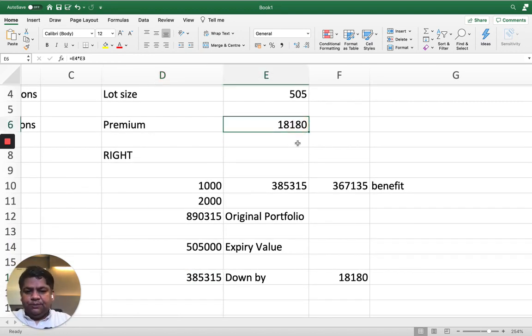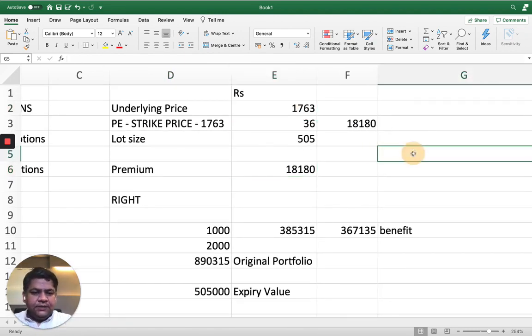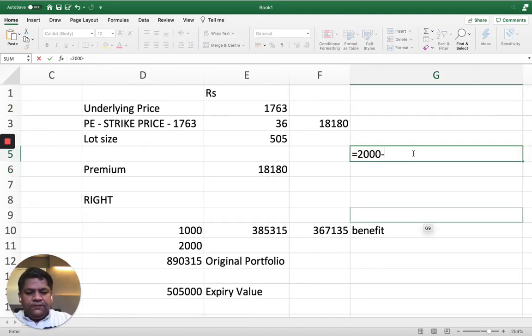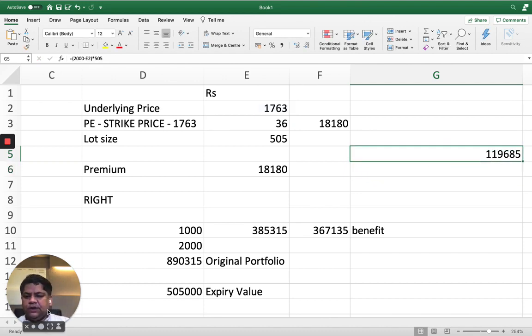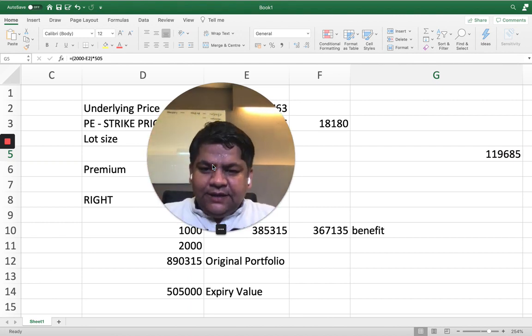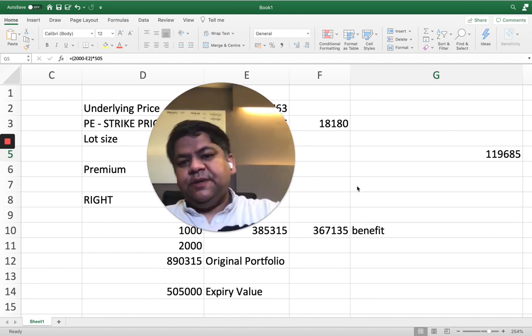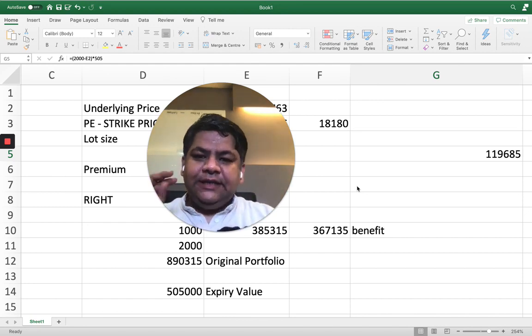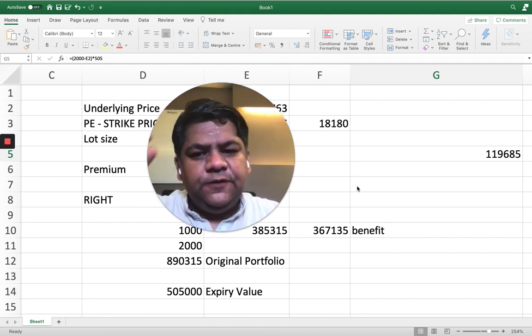And this is the beauty of the put option, right? Here, if Reliance would have gone to 2000 rupees, you would have made a profit of 1,19,685 rupees. What I'm trying to tell you is that you buy a put option because you are afraid that the market or the instrument will crash. And there might be a chance that it may go up also. So in an option, you are taking this benefit: where if the market goes in your favor, profit is yours.